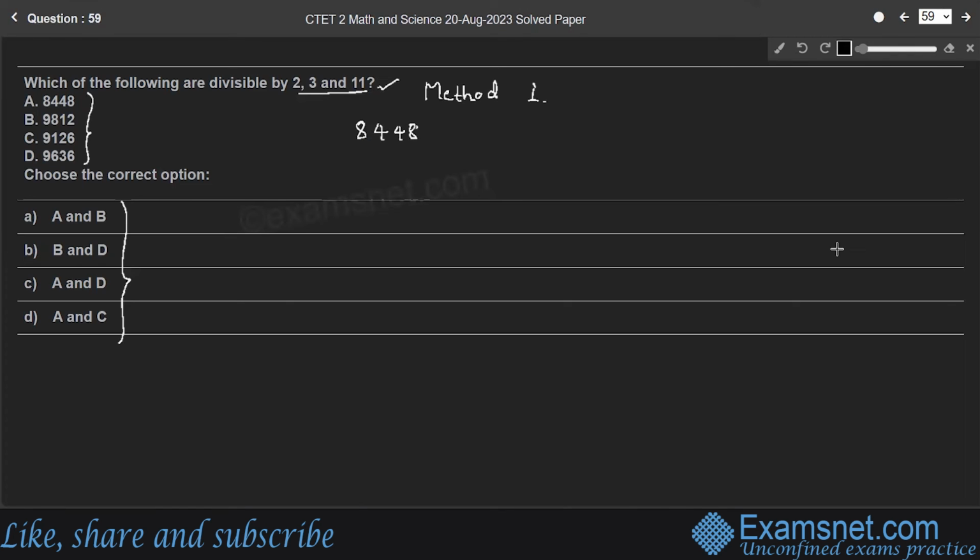8448, right? So it is divisible by 2 because it is an even number, right? And secondly, whether it is divisible by 3 or not. For that, we have to take the sum of the digits, right? So 8 plus 4 plus 4 plus 8.